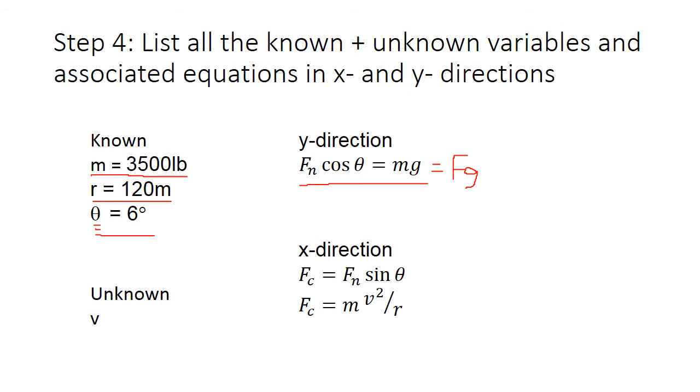First off, we have the x direction formula. Fc equals Fn sine theta. Fn sine theta is the x component of the normal force, and that is equal to Fc, or the centripetal force, and what we need to solve. So the second equation is a general equation for the centripetal force, which is equal to mv squared over r, in which m is the mass, v is velocity, and r is the radius.